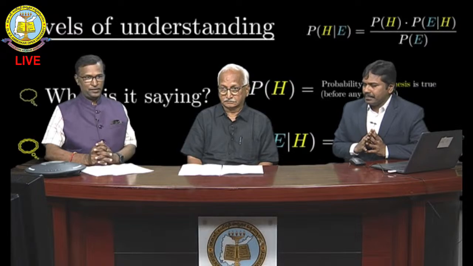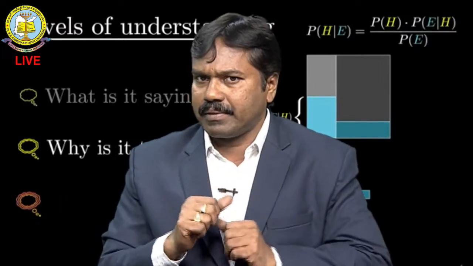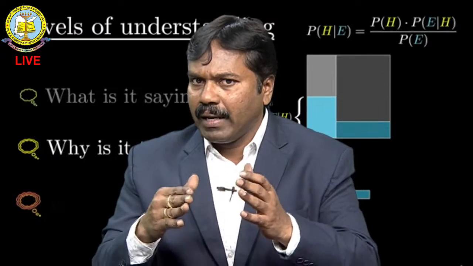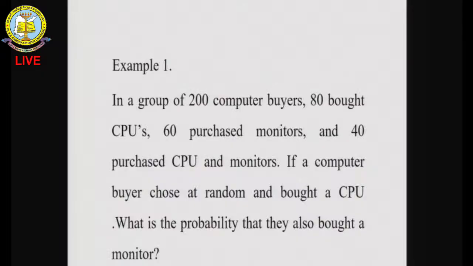So, for example, how can I apply this? I can explain a few example problems showing how conditional probabilities can be calculated using these examples. They may clearly understand. A student may understand how to solve this type of problem. In a group of 200 computer buyers, 80 bought CPUs, 60 purchased monitors and 40 purchased both CPU and monitors. If a computer buyer is chosen at random and bought a CPU, what is the probability that they also bought a monitor?